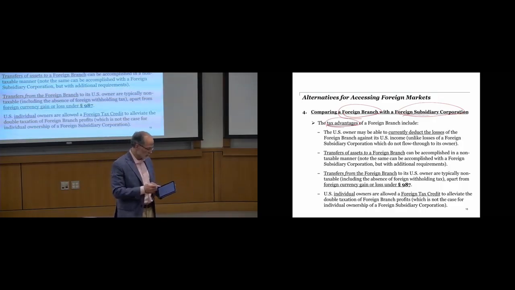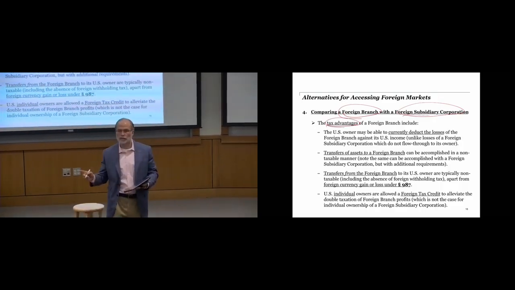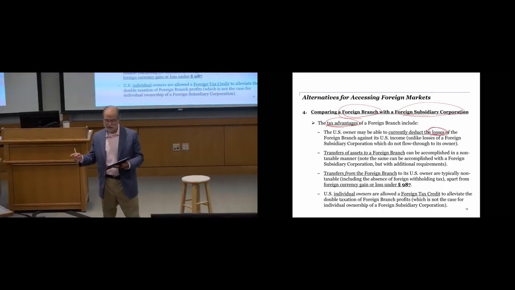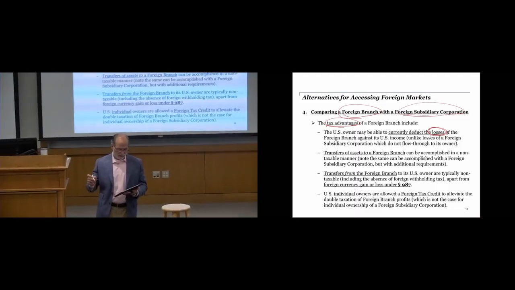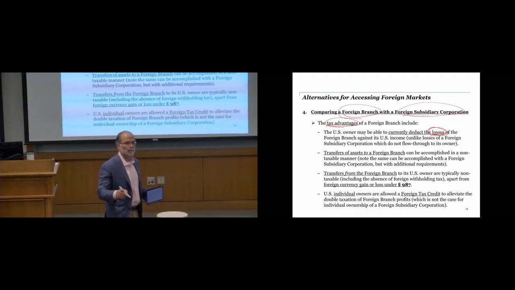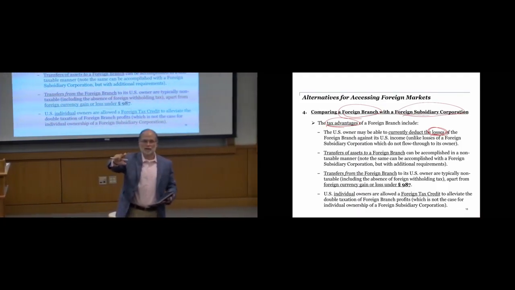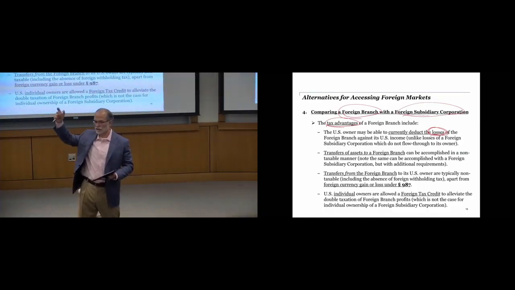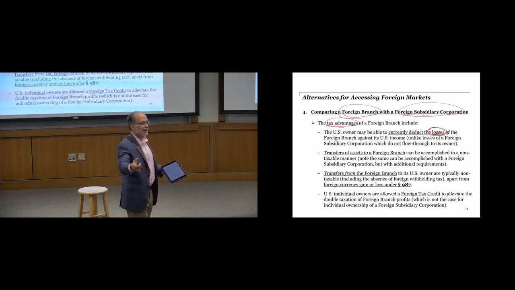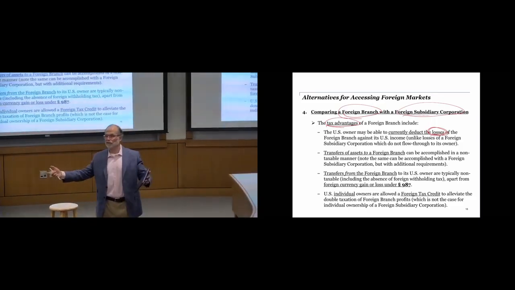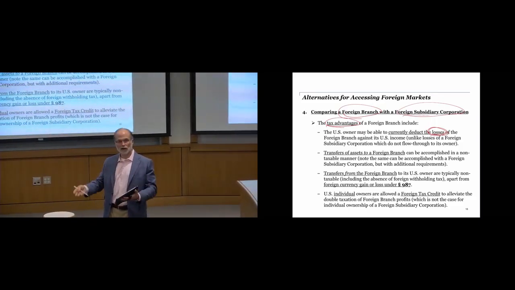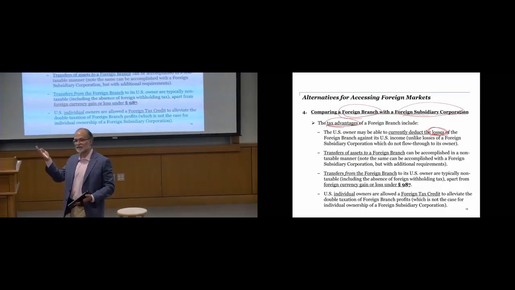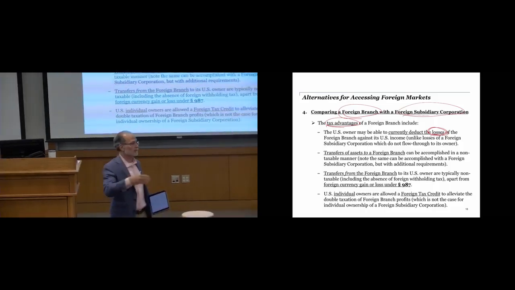So the tax advantages of a foreign branch are the U.S. owner may be able to currently deduct the losses of the foreign branch against U.S. income. So if I have a branch operation, right, it's not a separate taxpayer. Its results automatically are included in its U.S. owner. Not all foreign operations are profitable, obviously. If I anticipate losses, I might be able to deduct those losses against my U.S. taxable income because they flow through the tax return on the U.S.